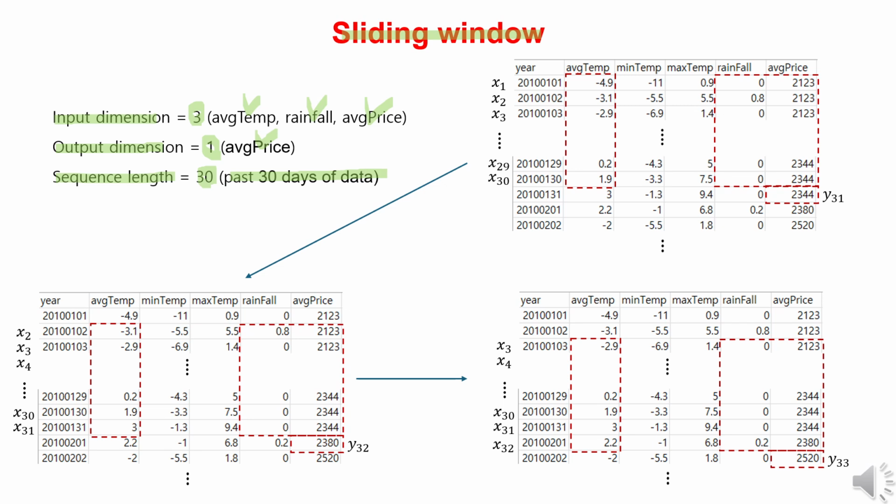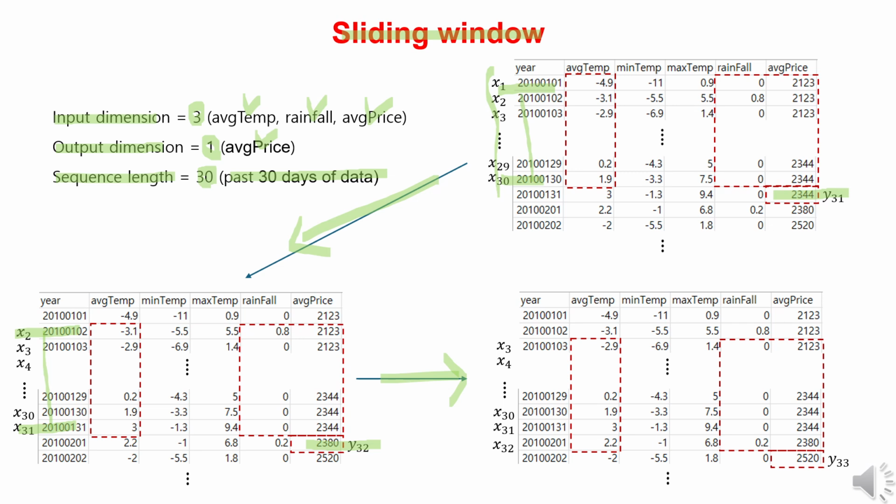In the first window, data from day 1 to day 30 are fed into the model. And based on this information, the model predicts the average price on day 31. In the next step, the window moves forward by one time step, using data from day 2 to day 31 as input to predict the average price on day 32. In this way, the sliding window moves one step at a time, generating a series of overlapping training samples.